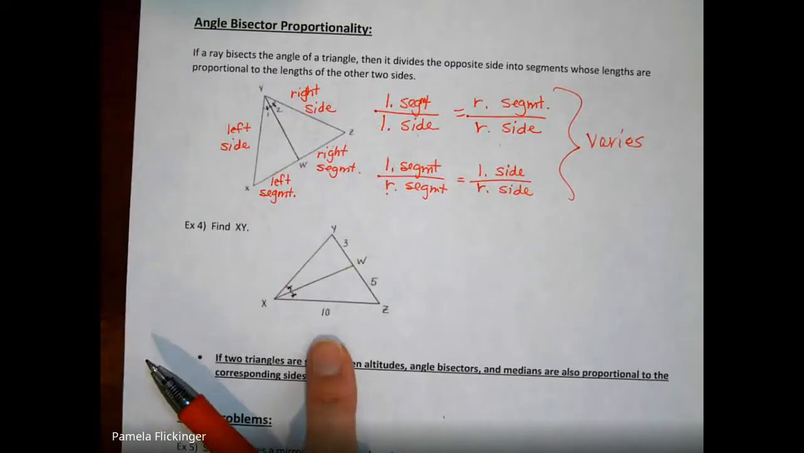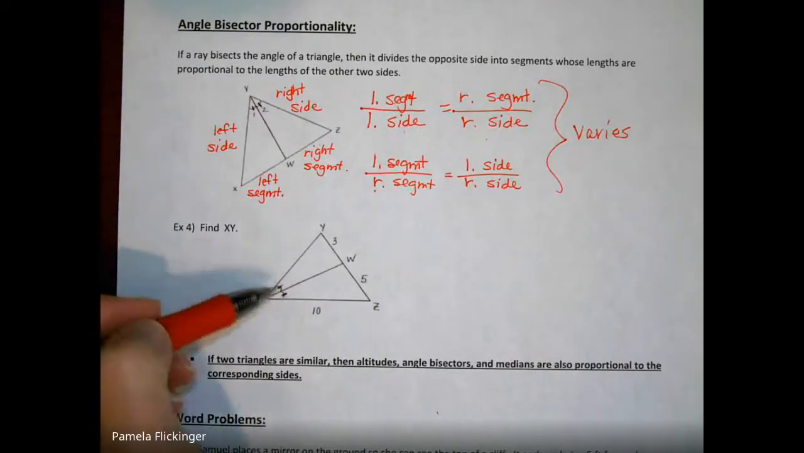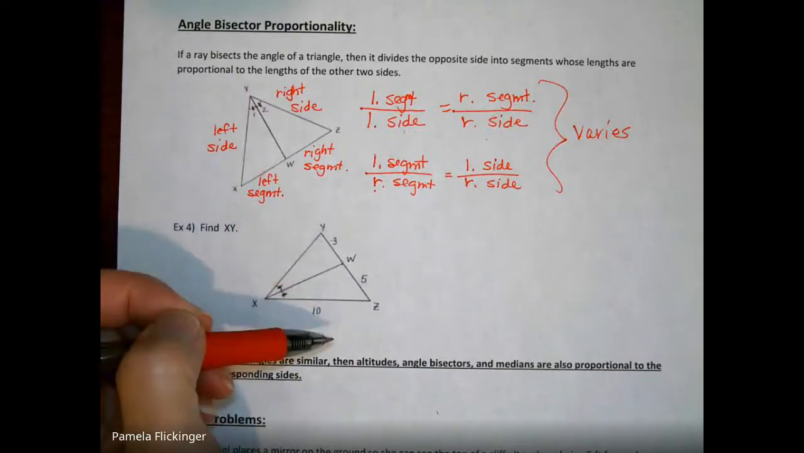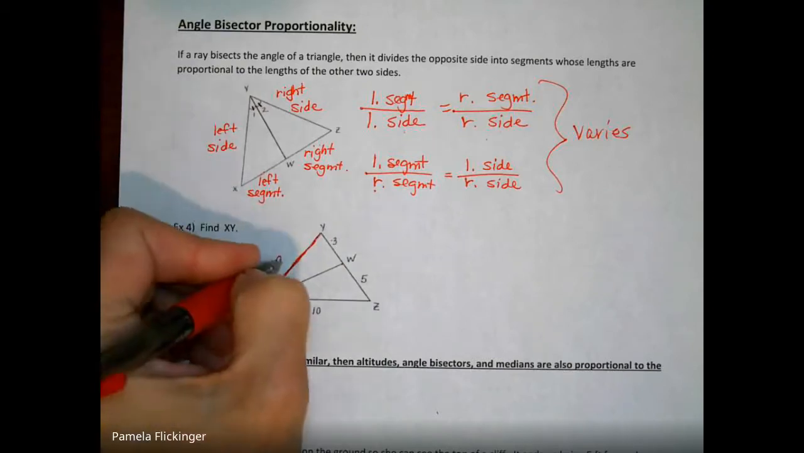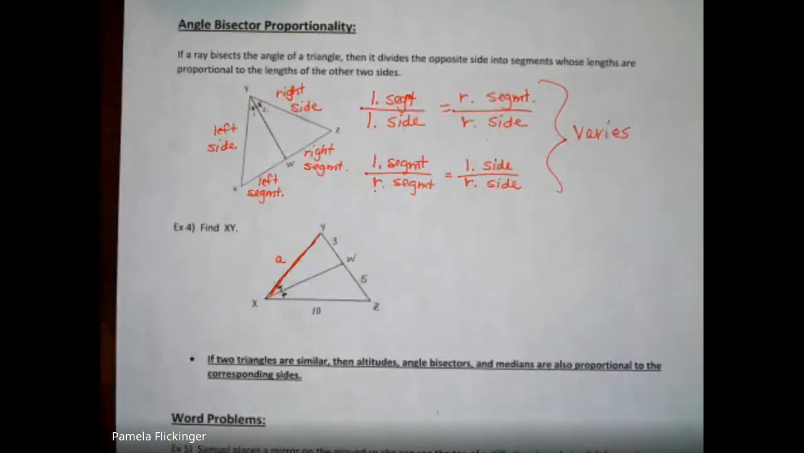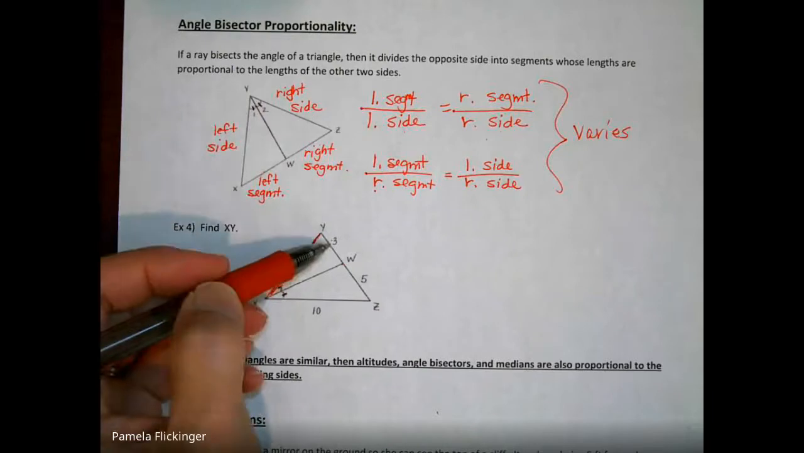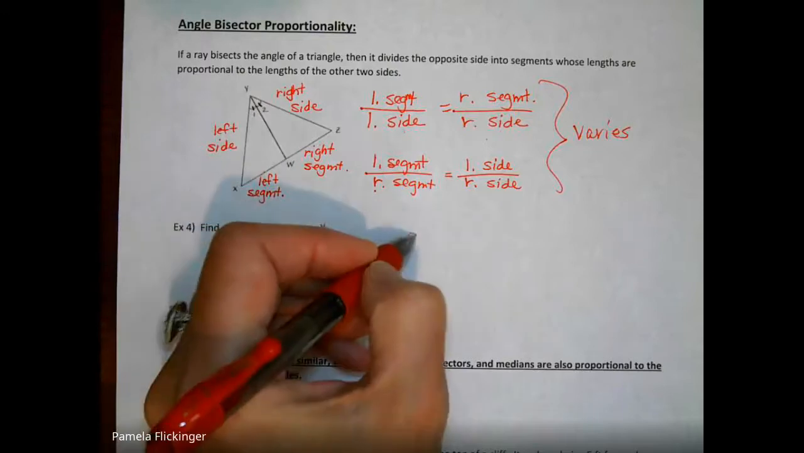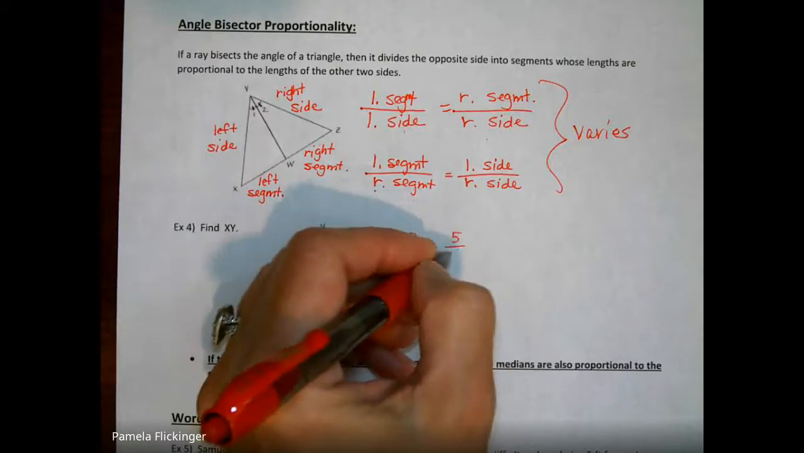So let's look at our example. When I look at the picture, what I notice is I've got an angle bisector, right? So here it's splitting into two smaller segments, 3 and a 5. Now it wants me to find XY, which is right here. All right, I'm going to use the letter A this time since X and Y are my actual vertices. So several ways to do this. If we use this first fraction, I'm going to do left segment over left side. So I would do 3 over A, and then that would equal right segment over right side, 5 over 10.